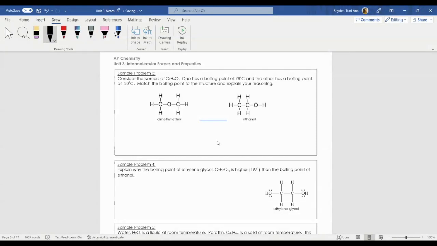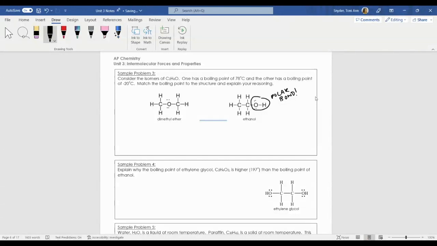They have different structures. One has a boiling point of 78 degrees Celsius, and the other has a boiling point of negative 20 degrees Celsius. Match the boiling point to the structure and explain your reasoning. So if I look at both of these structures, let's draw some lone pairs in there first. One of these has the ability to hydrogen bond, and the other one does not. Ethanol has the ability to hydrogen bond. I have an oxygen directly bonded to an H. This particular bond is a super polar bond.